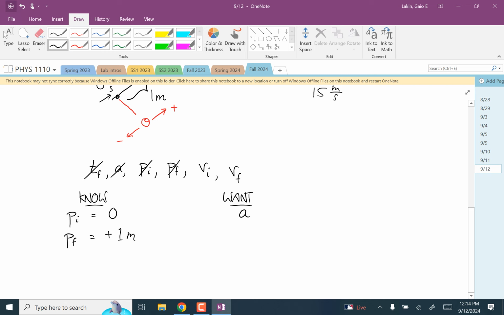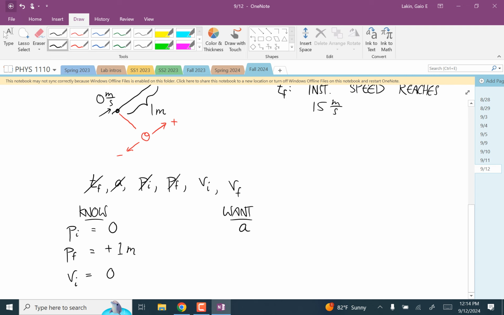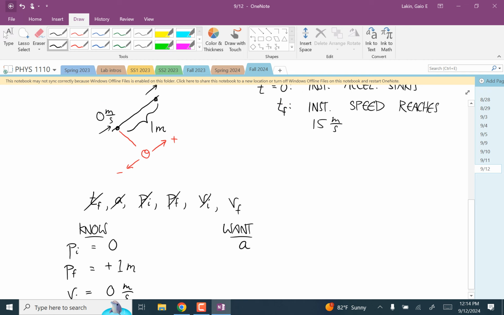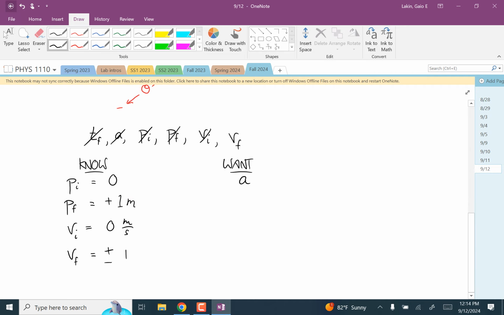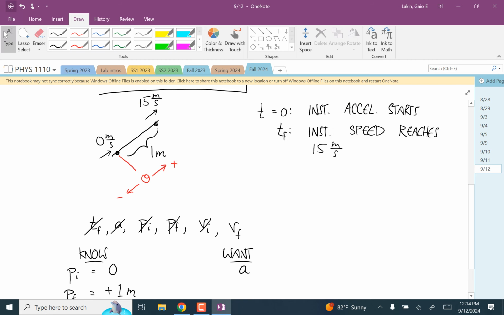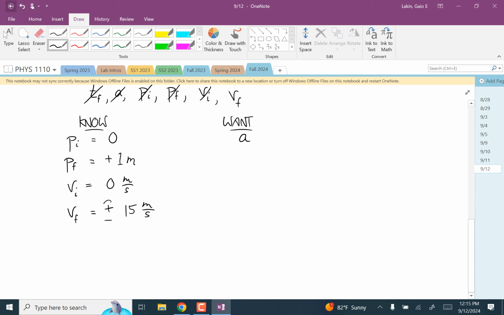Do we know the velocity at time 0? At time 0, the person's at rest, so that's 0 meters per second. And then finally, do we know the velocity at time final? Yep. So we're given a speed. And the way I like to think about it is, it's going to be either positive or negative of that speed, 15 meters per second. And then is that velocity in the direction we chose as positive or negative? Positive, so we'll take the positive one.